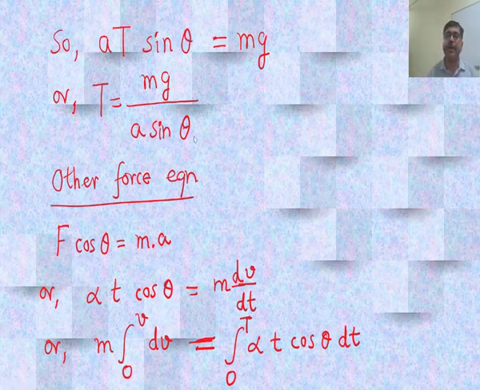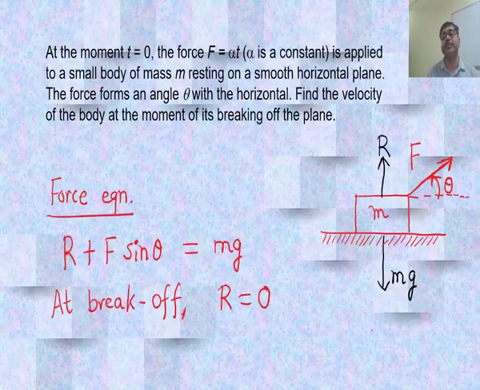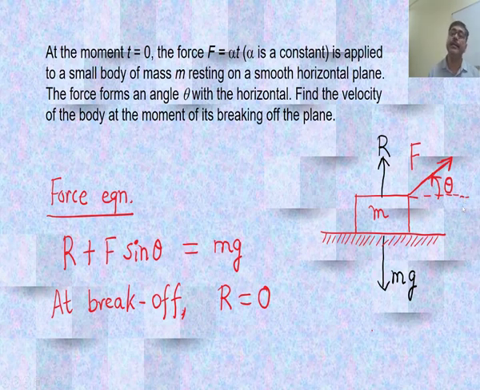Now, we can also find out the velocity at the time capital T. This is not very complicated. You must consider the other force equation. What was the other force equation? The F cos theta is the force parallel to the ground, and m is the mass having an acceleration a. So this F cos theta will become m a, because the mass is moving to the right.